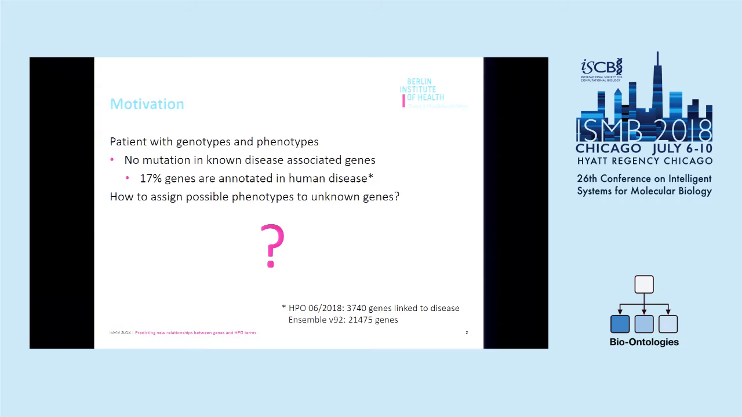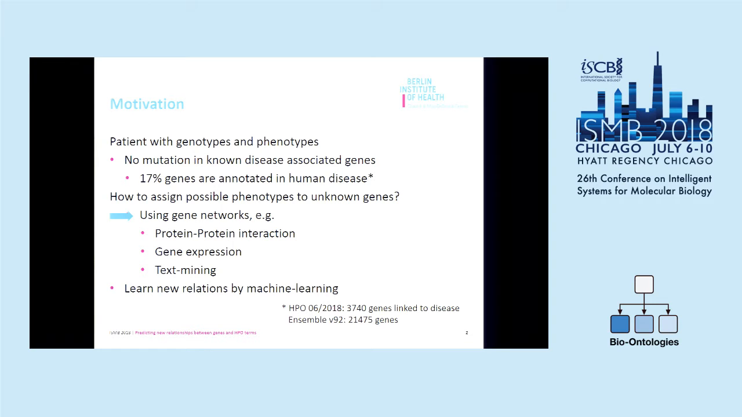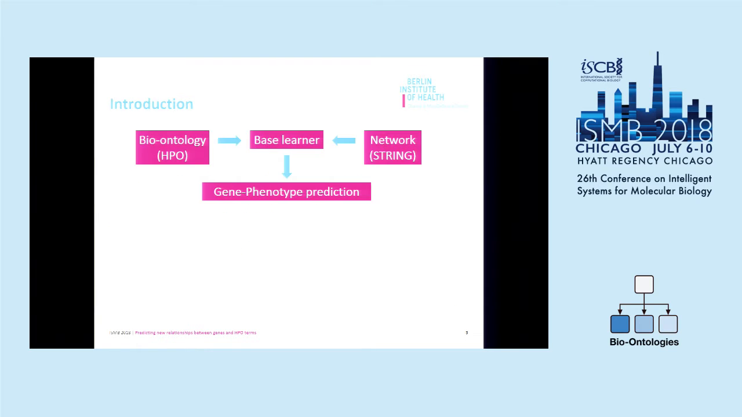Of course, we can go to other ontologies like the mouse phenotype ontology and use this source, or we can just use gene networks. For example, from protein-protein interaction, which we can derive by text mining or gene expression, and we can learn the new relationships using machine learning. So this is the general idea behind that.